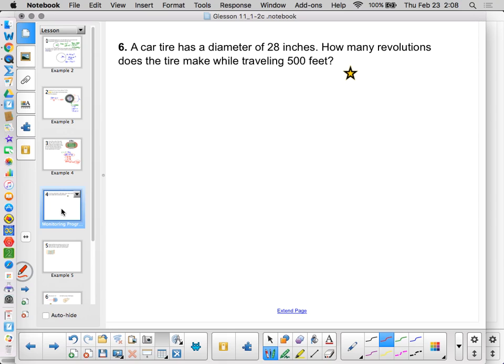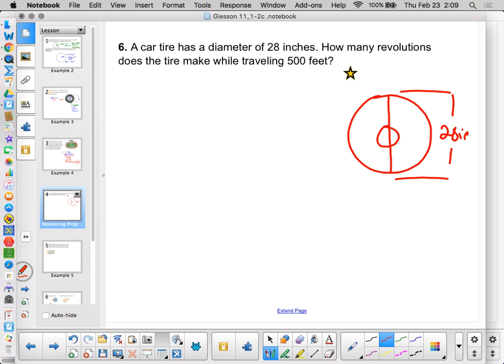Now one for you. A car tire has a diameter of 28 inches. That's all the way around the tire, everything, the full diameter, wheel and everything, the whole diameter here is 28 inches. It says, how many revolutions does it make while traveling 500 feet? So you're going to have to find the circumference of the tire and then relate that to 500 feet to find how many times it goes around before it goes 500 feet.